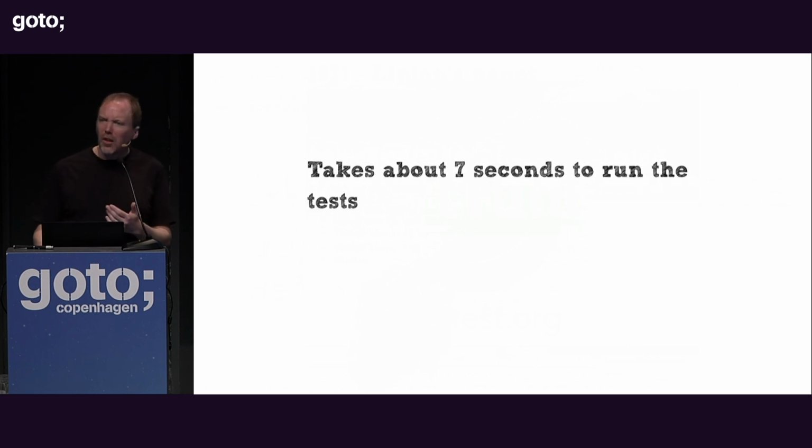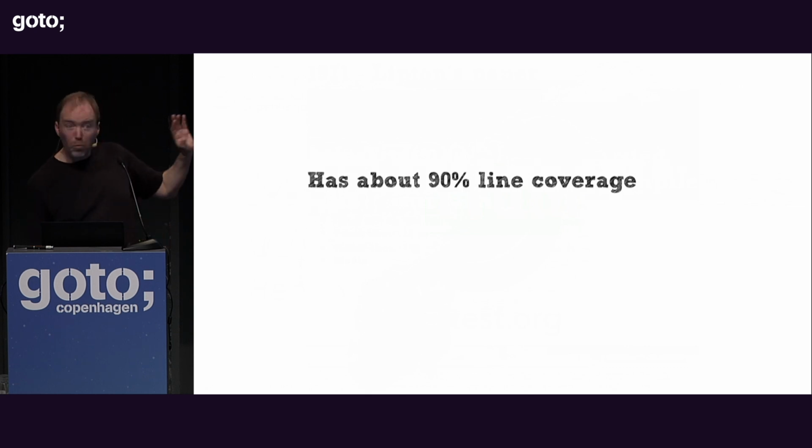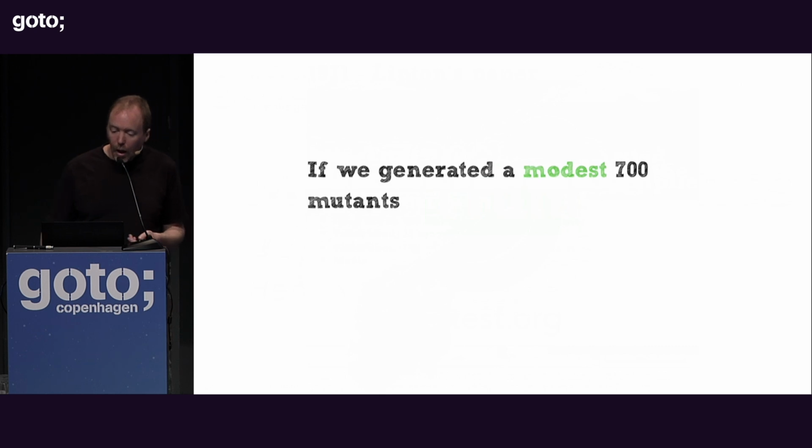About 7 seconds to run the tests. It's actually quite well tested. It's got 90% line coverage, which is not bad. So let's imagine we generated a fairly modest 700 mutants. Not even into thousands here, just the hundreds.